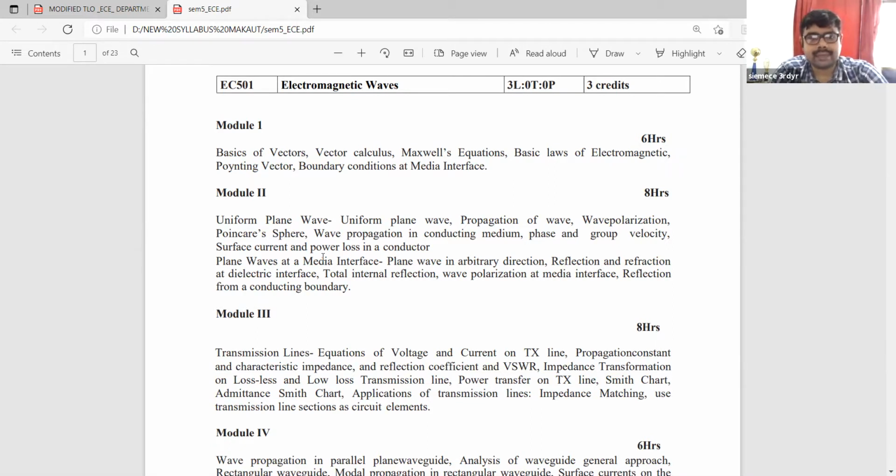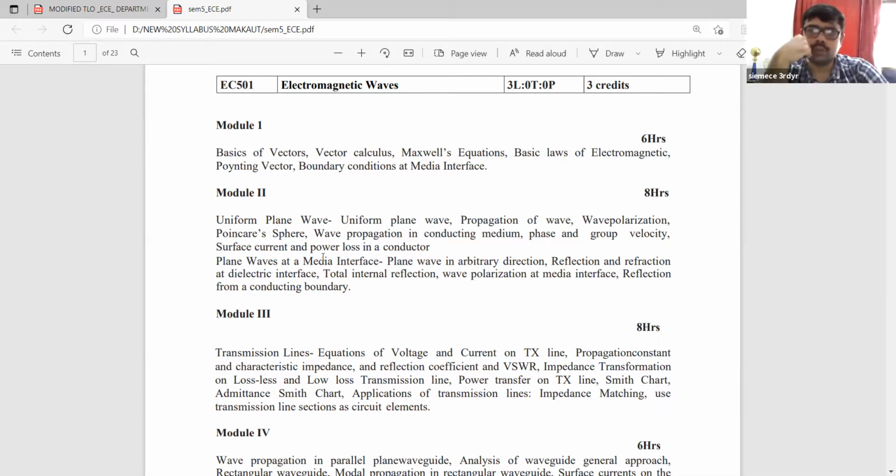In the plane waves at a media interface, plane wave in arbitrary direction, total internal reflection, wave polarization at media interface, reflection from a conducting boundary. So many topics that will come under this section.